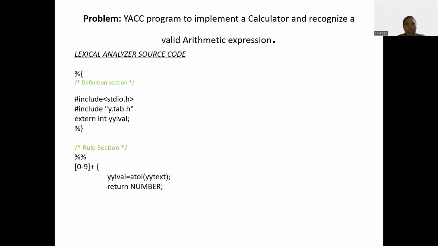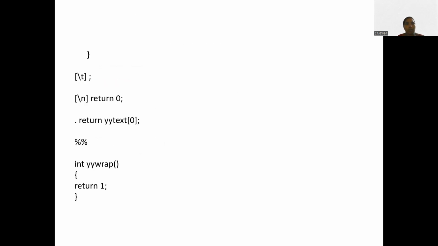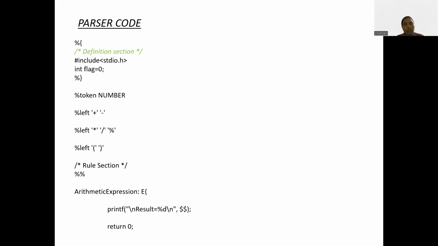Yacc program to implement a calculator and recognize a valid arithmetic expression. First you have stdio.h, then y.tab.h, then yylval, which is an external variable. Now in the rules you say what a digit is. Your digit is 0 to 9. The plus represents positive closure, one or more number of times. Then yylval is equal to atoi of yytext, and you return the respective number. Finally you return yytext[0], and then you invoke the function yywrap, and return 1, true. That is your LEX tool code.